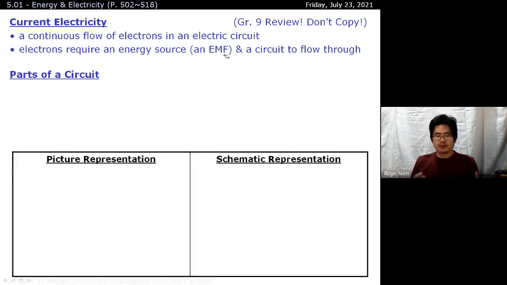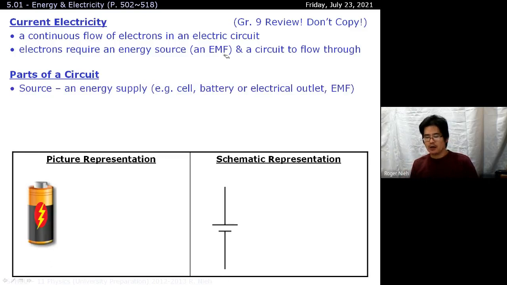Because if there's nothing to push the electrons to move, they'll just stay stationary in the circuit and no electricity will flow. All right. First off, let's compare the picture representation and the schematic representation of these components. We'll start off with our EMF, our source. It's either a cell, a battery of cells, or an electrical outlet. As a schematic representation, this is good enough for now. That represents one cell.